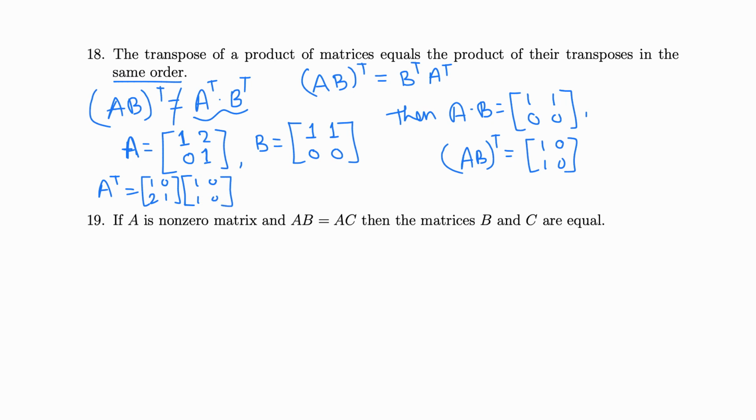So pretty much I just wrote here A transpose times B transpose, and I'm trying to show this matrix will be different than this. AB transpose is not equal to A transpose B transpose.